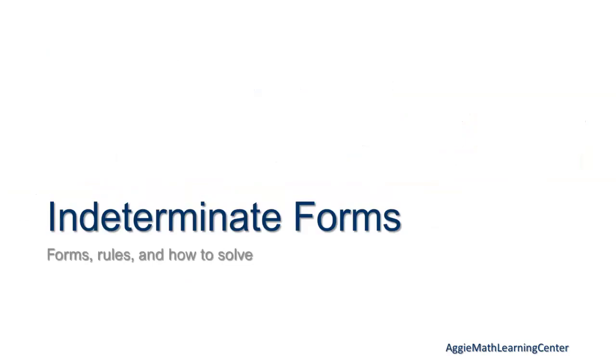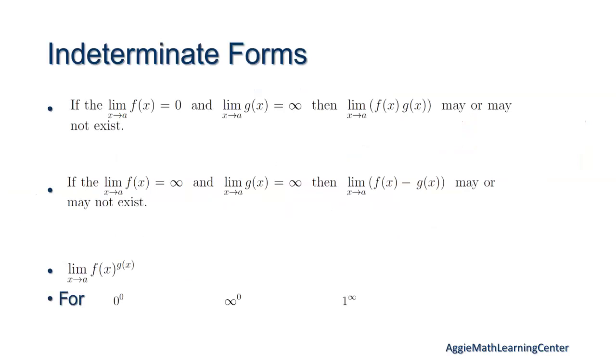Okay, so now we're going to talk about some indeterminate forms. So sometimes, like we said, if we don't have the 0 over 0 or the infinity over infinity, we run into some issues. So if we have the limit as x approaches a of f of x equal to 0, and the limit as x approaches a of g of x equal to infinity, then the limit of f of x times g of x may or may not exist. What's 0 times infinity? It's kind of tricky, right?